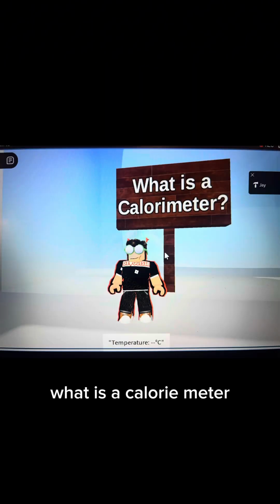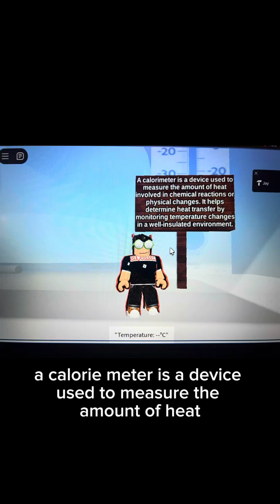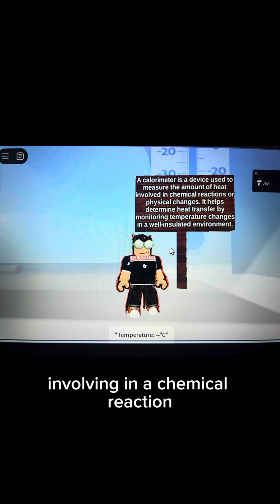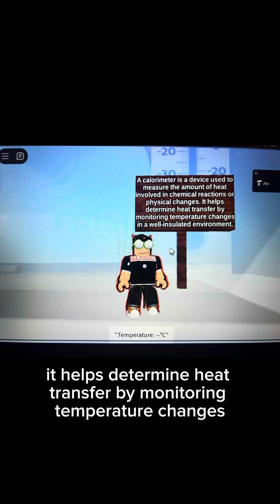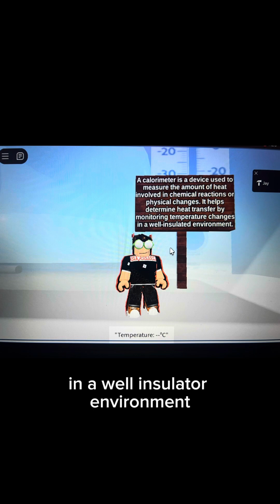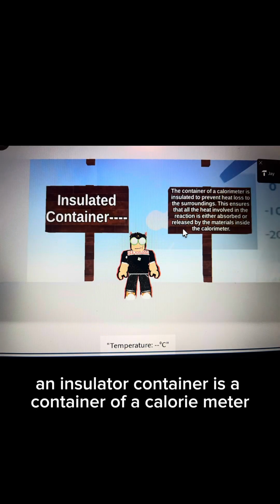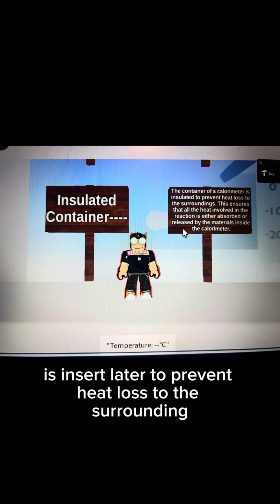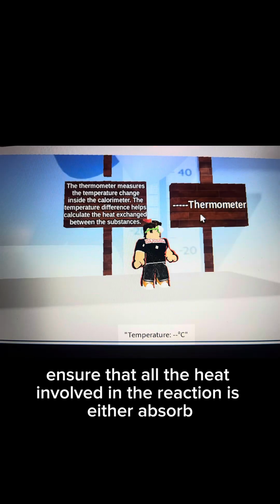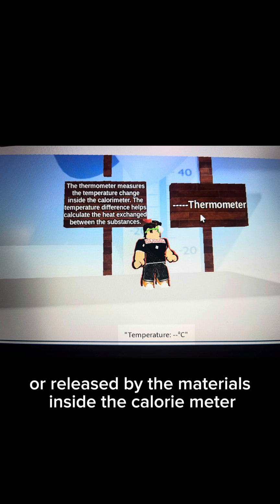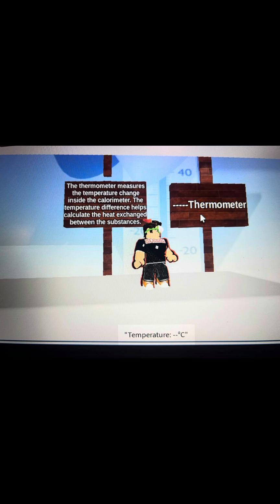What is a calorimeter? A calorimeter is a device used to measure the amount of heat involved in a chemical reaction or physical changes. It helps determine heat transfer by monitoring temperature changes in a well-insulated environment. The container of a calorimeter is insulated to prevent heat loss to the surroundings. This ensures that all the heat involved in the reaction is either absorbed or released by the materials inside the calorimeter.